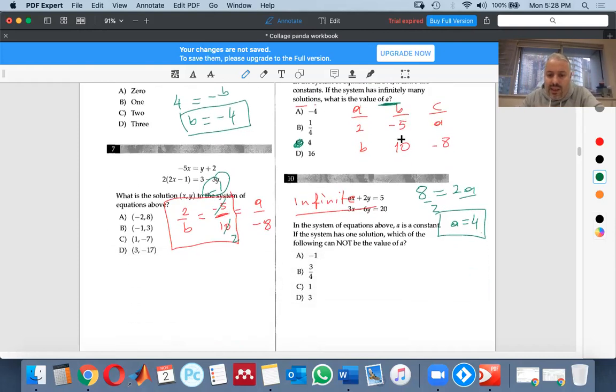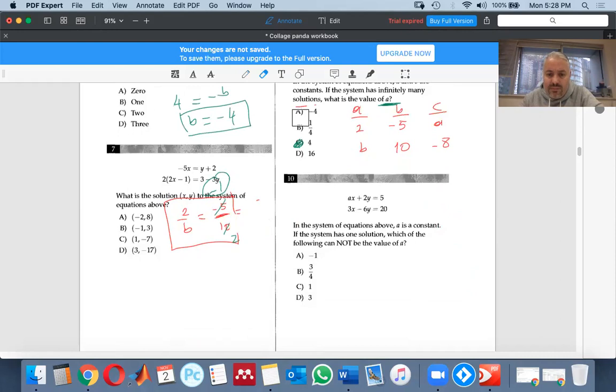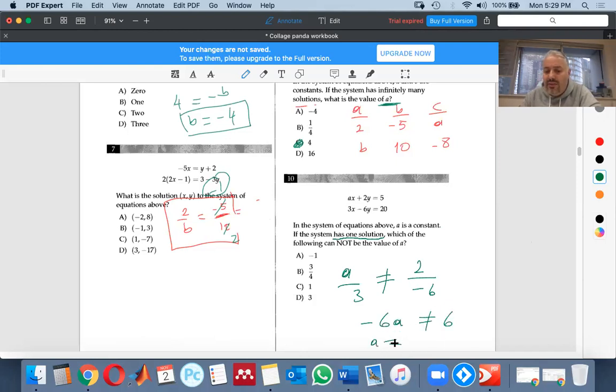Now, for example, let me clean. Question number 10. One solution, be careful. If it has one solution, what is the rule? A over 3 different than 2 over -6. This is the rule. Yes or no? Yes. So 2 over -6. So cross product, A times -6, -6A different than 6. So A is different than -1, when you divide by -6.